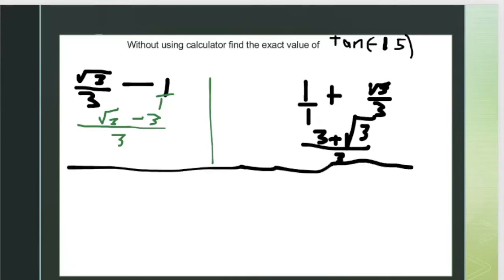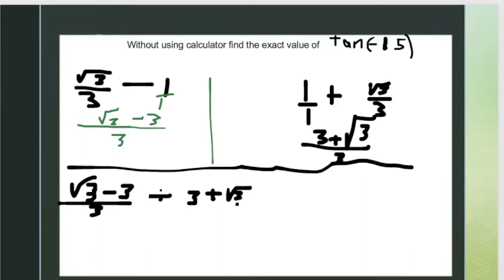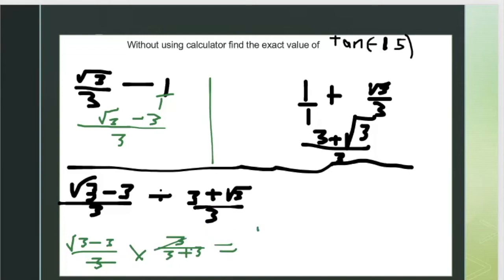Now I'll be joining them together. So I have a numerator, which is root 3 minus 3 all over 3. Then I'll put a line, but instead of a line, I'm going to put division. And then I have 3 plus root 3 over 3. Division, I can change it to multiplication and reciprocate. So I can have root 3 minus 3 over 3 times, flipping this, 3 over 3 plus root 3. This cancels, so my answer is equal to root 3 minus 3 over 3 plus root 3.